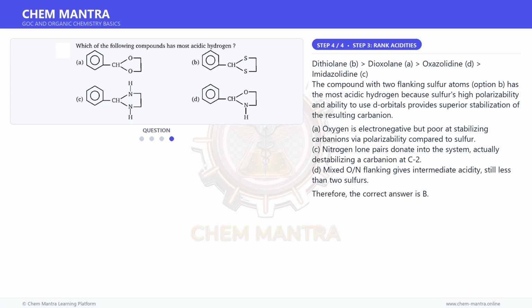A. Oxygen is electronegative but poor at stabilizing carbanions via polarizability compared to sulfur. C. Nitrogen lone pairs donate into the system, actually destabilizing a carbanion at C2. D. Mixed O-N flanking gives intermediate acidity, still less than the sulfurs.